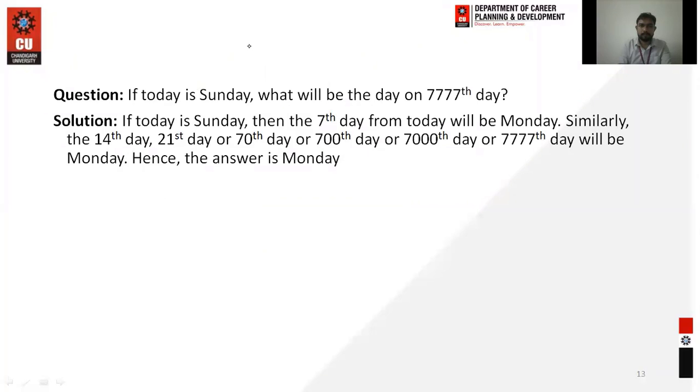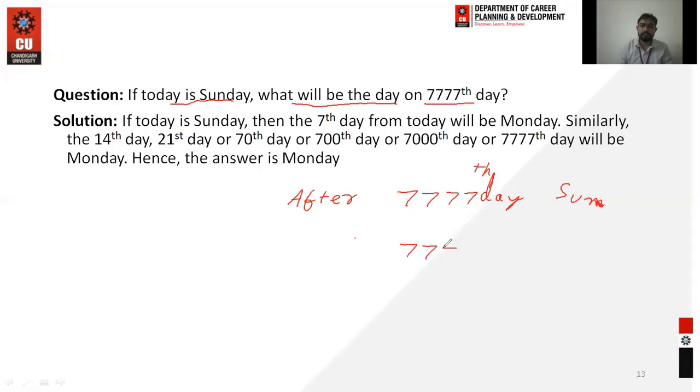Now the next question says, if today is Sunday, what will be the day on the 7777th day? Look, we know that after an interval of 7 days, my day repeats. If the question was after 7777 days, my answer would have been Sunday. So we will be taking the next day after this if it is 7777 and 7th. So it will be Monday.